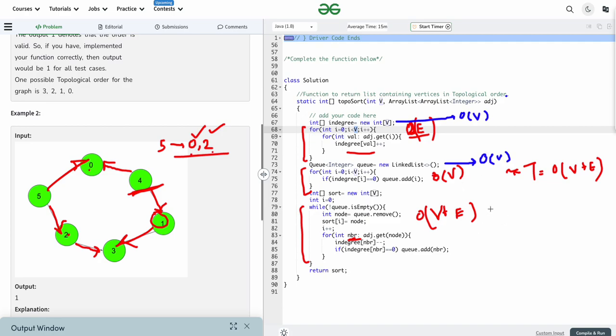So the space that this queue will have is O of V, and we will be using one more space to store our actual result. So overall we can say it is 3V, that is equal to O of V. So this will be the space complexity and this will be the time complexity.